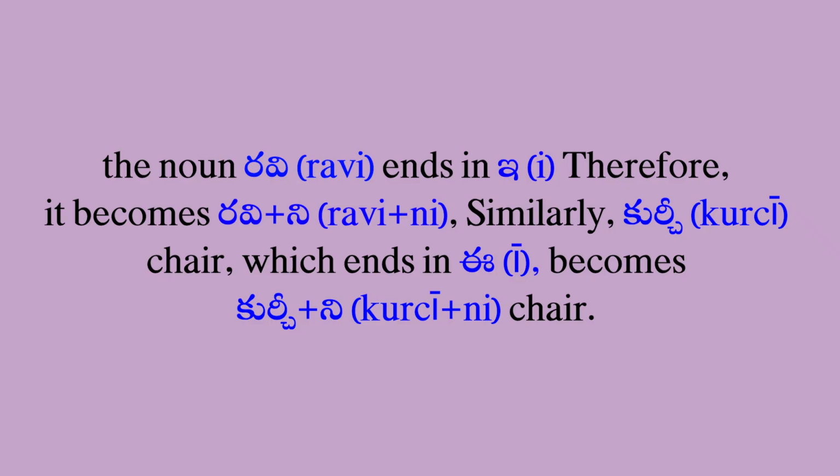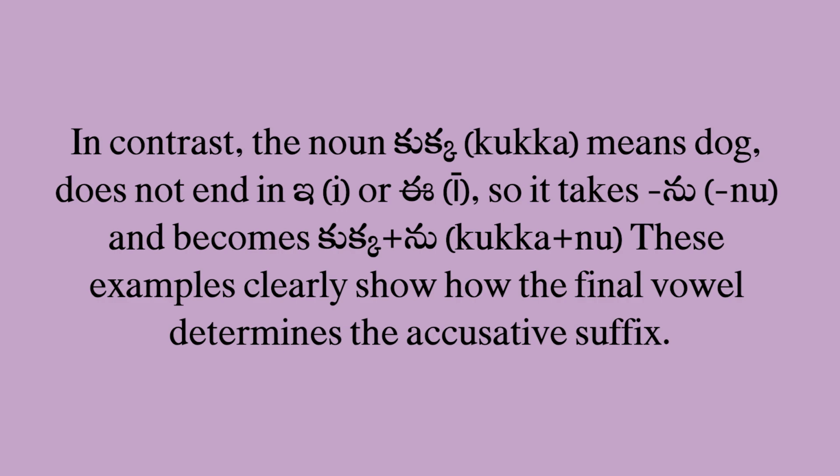For example, the noun Ravi ends in i, therefore it becomes Ravini. Similarly, Kurchi, which means chair, ends in i, and becomes Kurchini. In contrast, the noun Kukka, which means dog, does not end in i or ī, so it takes nu and becomes Kukkanu. These examples clearly show how the final vowel determines the accusative suffix.